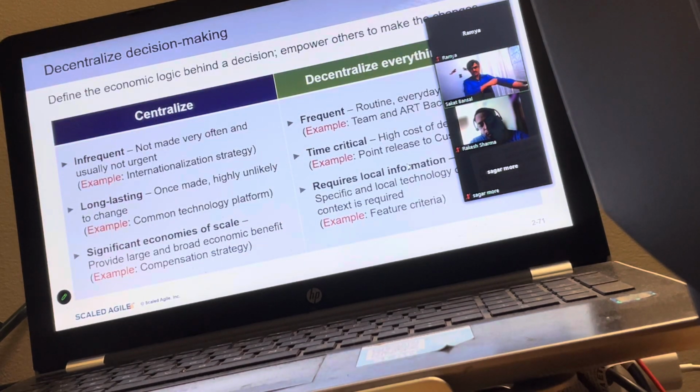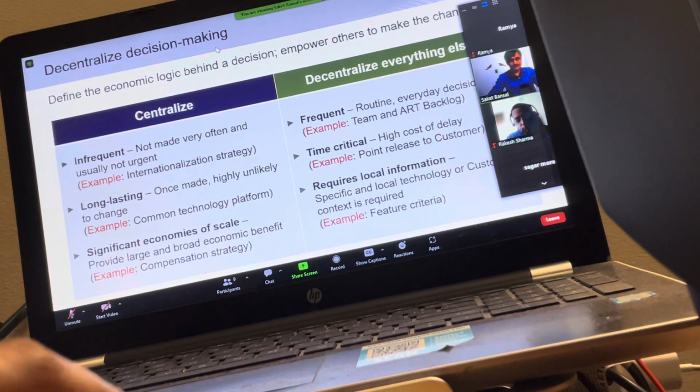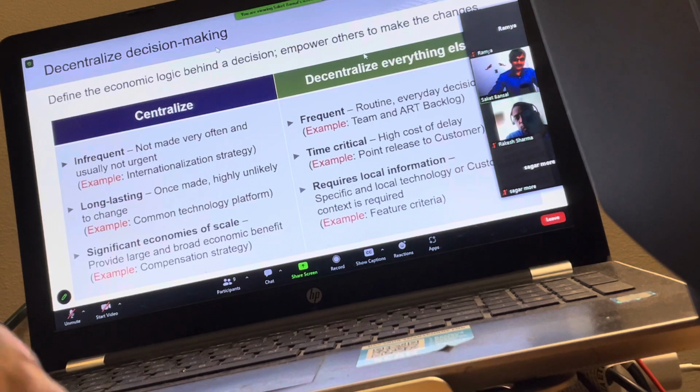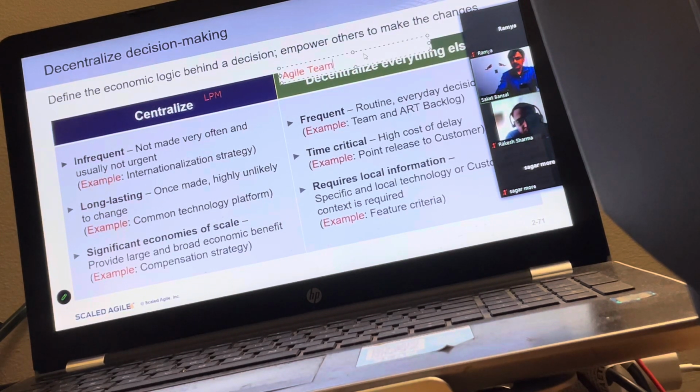Now, what is centralization and what is decentralization? In a simple word, we spoke about lean portfolio management yesterday. If you remember the safe configuration, we can say the decision made by LPM is centralized, which means it is made for, say, 1,000 people. One group is taking a call, and that impacts the 1,000 people. Centralized decision making. Decentralization, you can say agile team taking a call is decentralized.